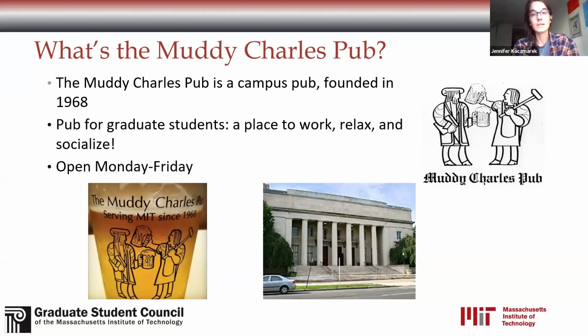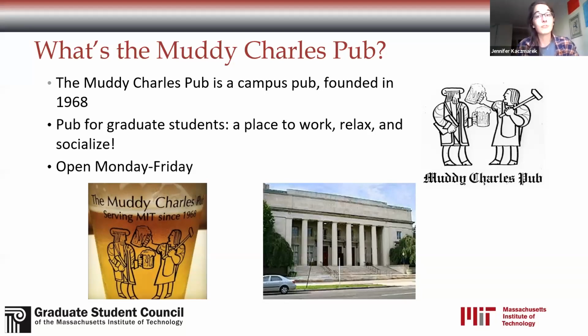So the Muddy Charles Pub is a pub on campus. It is thankfully very close to both the building I took my first year classes in and the building I do research in. It is in building 50, in Walker Memorial. It was founded in 1968, so it's been around for a while. We just had a nice 50-year anniversary. It's a good place to work, relax, and socialize. I've seen many people making figures for research papers, working on research papers, analyzing data in the Muddy, and it's just a very good place to hang out.